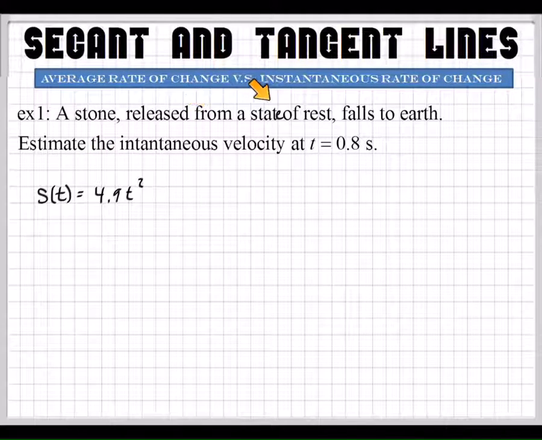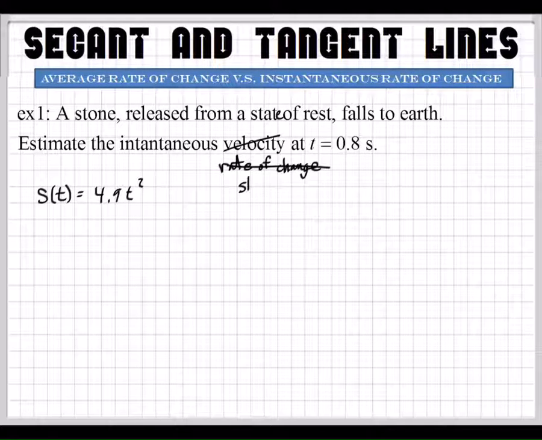So a stone is released from a state of rest, falls to the earth. What is the instantaneous velocity at 0.8? Velocity. What's another word for velocity? Yeah, the other word for velocity is rate of change. And so I'm going to cross that out and write rate of change. But wait, what is another word for rate of change? Oh, slope. That's even better. Slope. So let's reread the question.